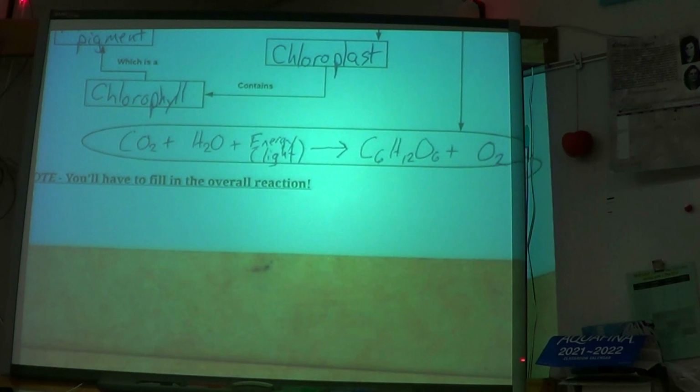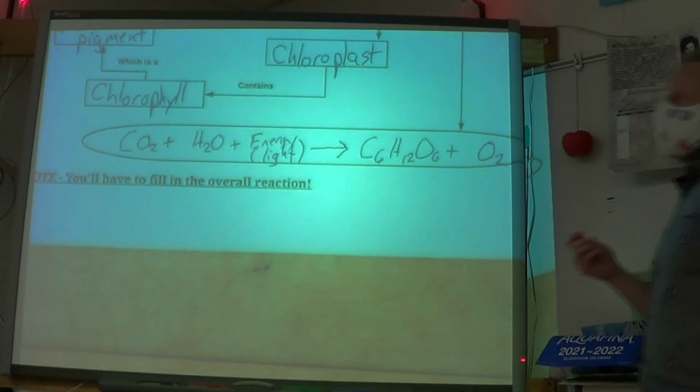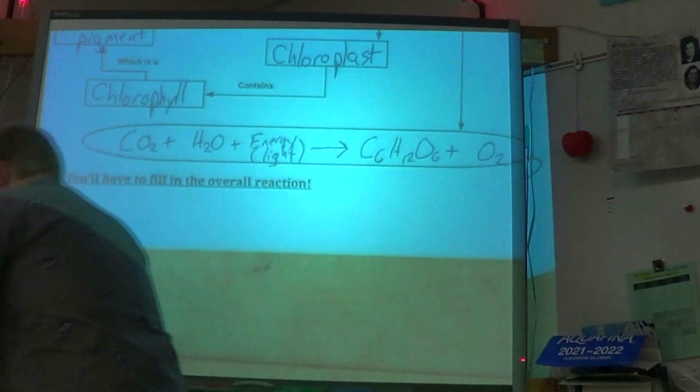Okay? Now, conservation of matter says that if I count all of my carbons on the left, I have to have the same number of carbons on the right. All my oxygens on the left have to equal all my oxygens on the right. All of my hydrogens, I think was the one that I have left, have to equal all my hydrogens on the other side.